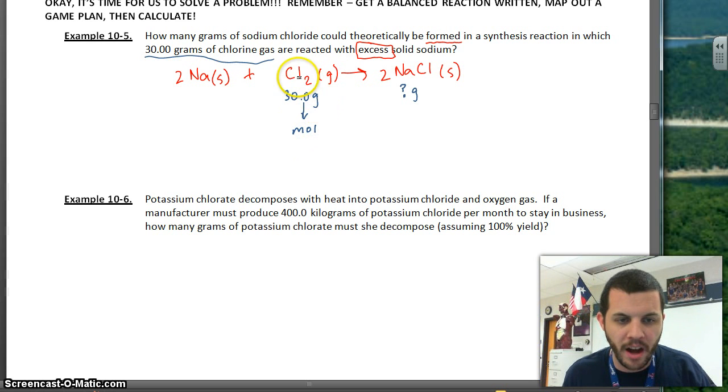Now this is grams of chlorine. I know that because it's underneath chlorine. This is moles of chlorine. I know that because it's underneath chlorine, okay?